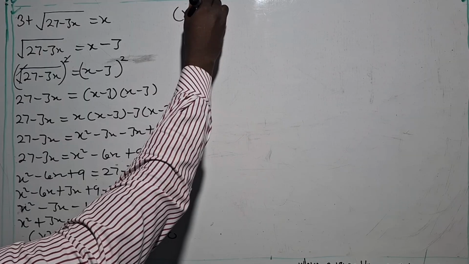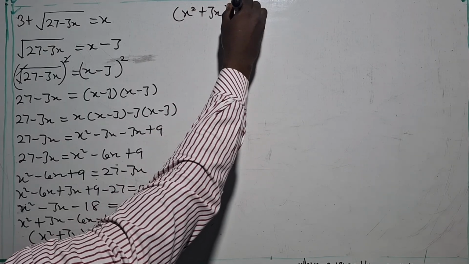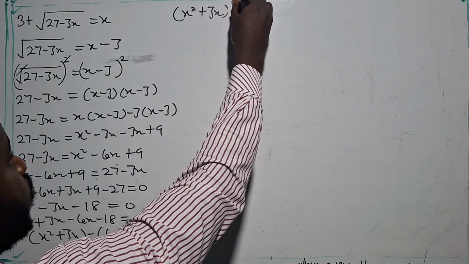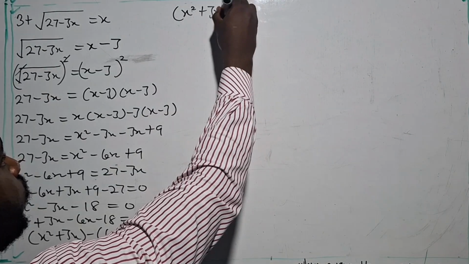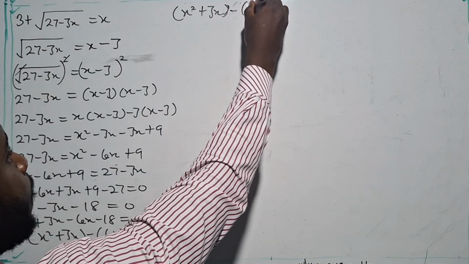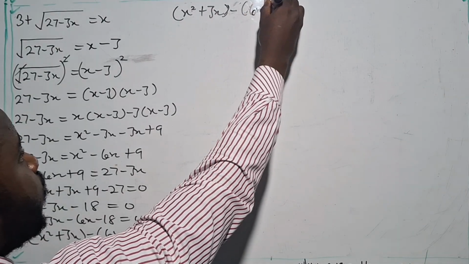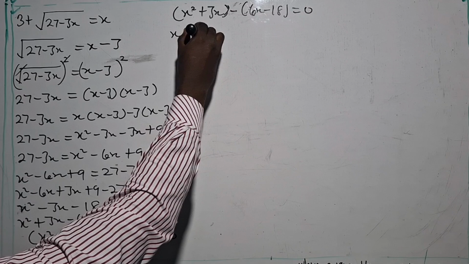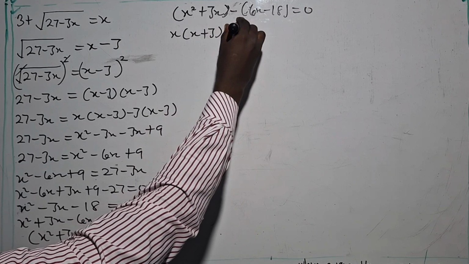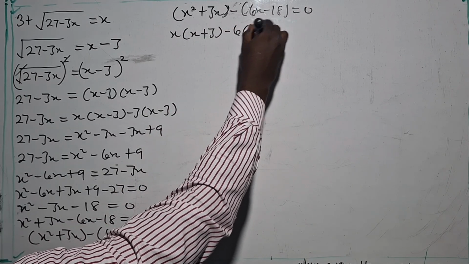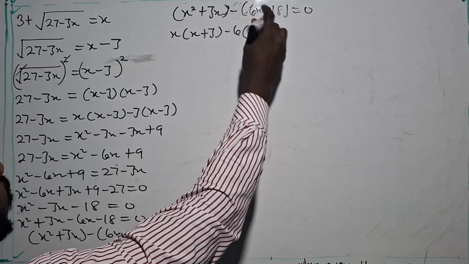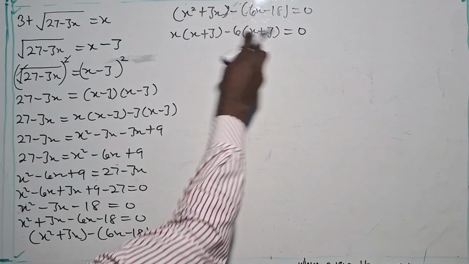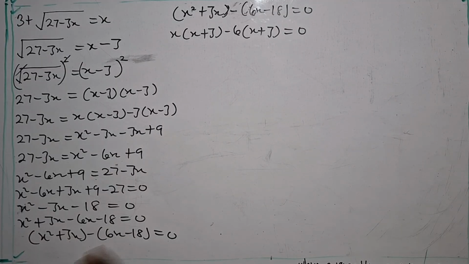So I'll bring it here. X squared plus 3x, then I have minus 6x minus 18 is equal to 0. So let's factorize x out, x plus 3, minus 6. Then I have x positive, negative, negative, positive, 6 going to 18, 3. I have 0. The elements are correct, which means we're on track.